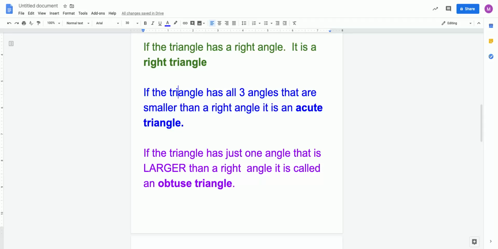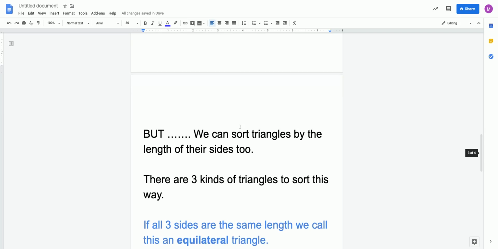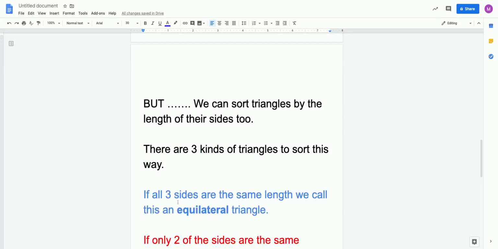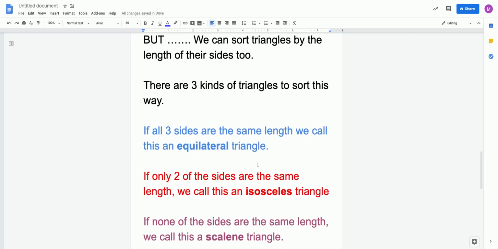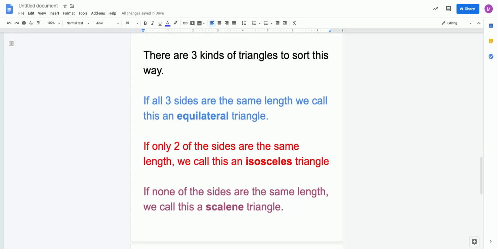But wait! There's more. We can also sort triangles by the length of their sides, too. For example, there's three kinds of triangles to sort this way. If all three are the same length, we call it an equilateral triangle. If only two are the same length, now we're talking how long the sides are, we call it an isosceles. Eyes, you have two eyes, right? So this is two sides the same length, isosceles. And if none of the sides are the same, we call it a scalene.